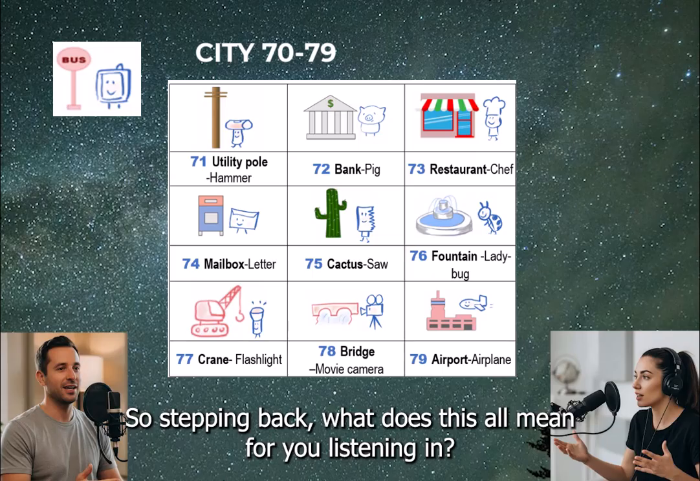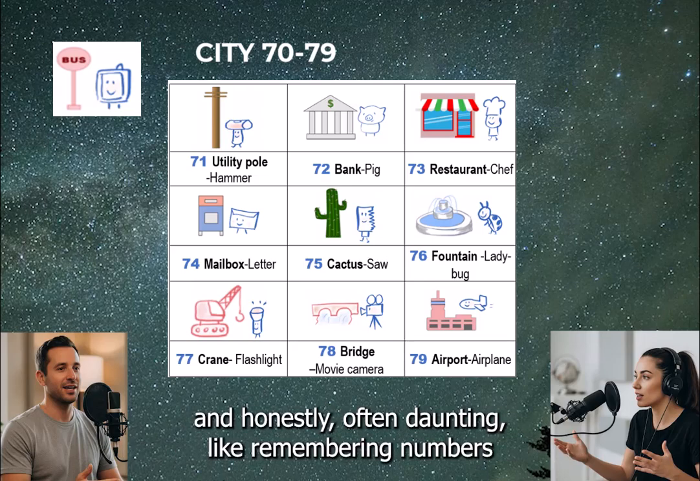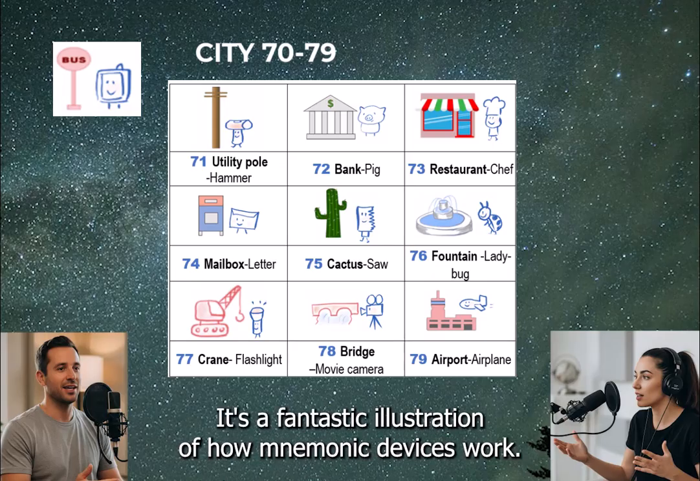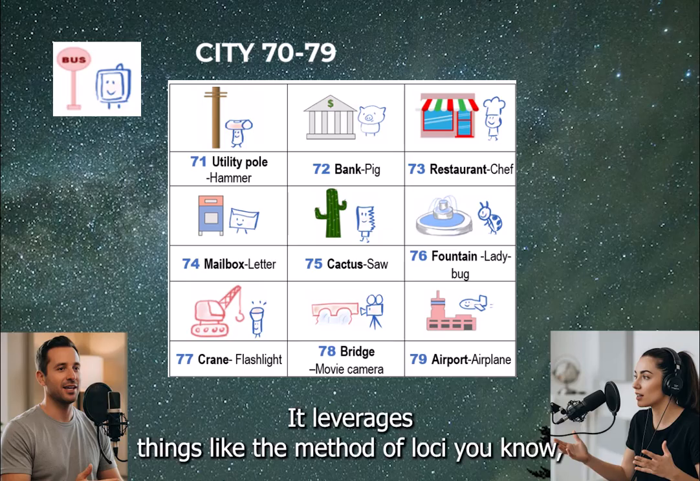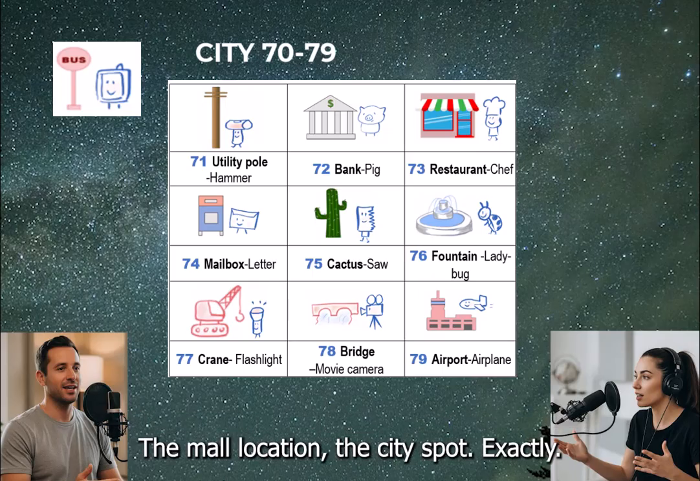Well put. So, stepping back, what does this all mean for you listening in? I think this system really shows how you can transform something abstract and honestly often daunting, like remembering numbers, into something visual, almost like telling yourself a story. Each number gets its own little scene. It's a fantastic illustration of how mnemonic devices work. It leverages things like the method of loci, the memory palace idea, giving each number a specific place. Right, the mall location, the city spot.